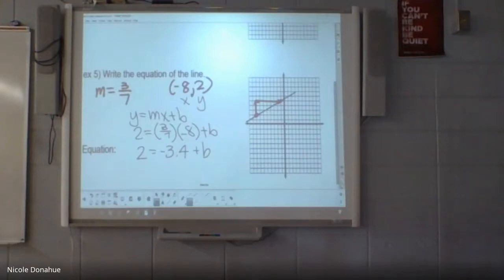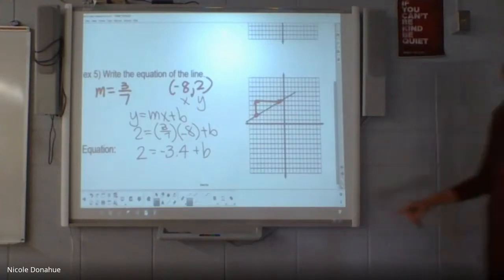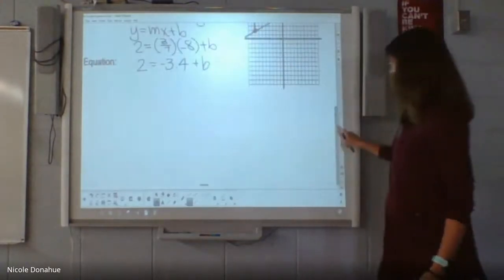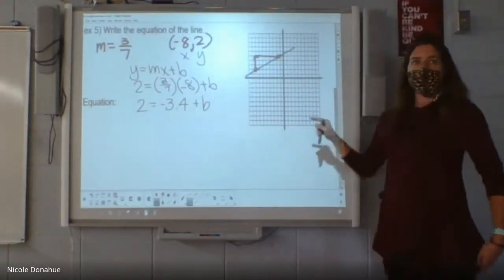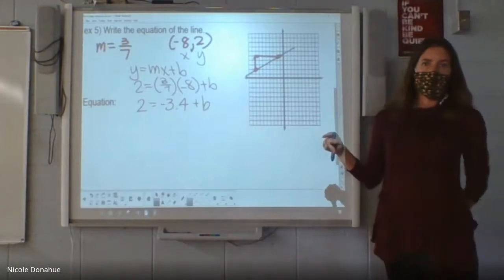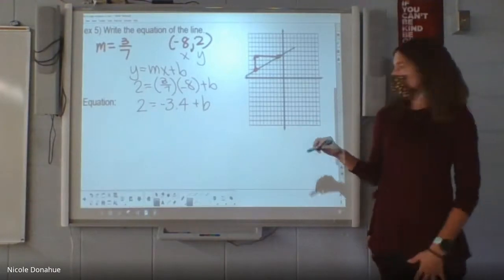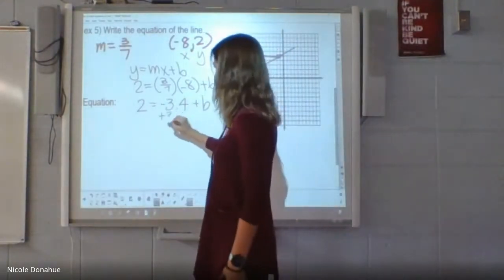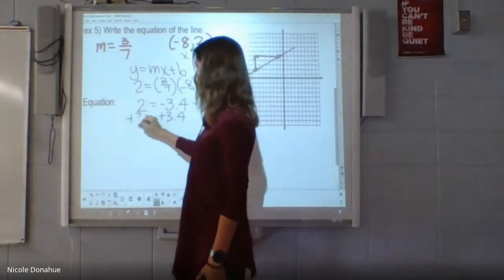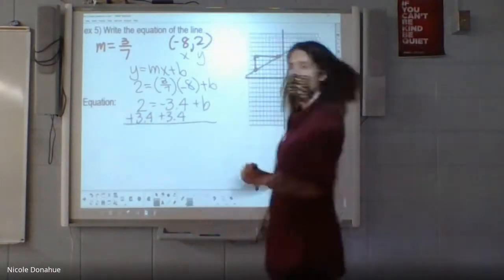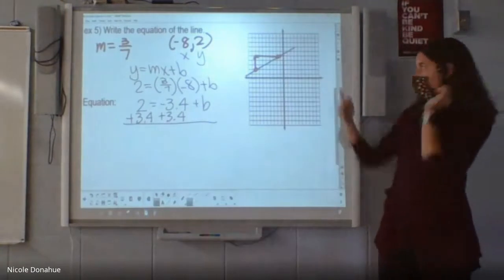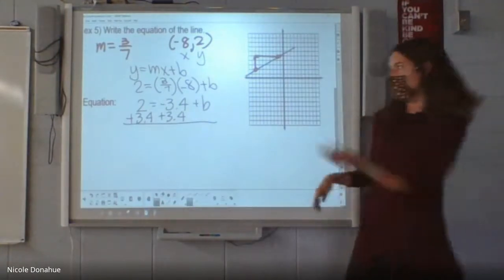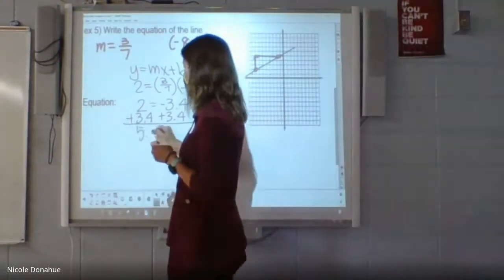And then to figure out our b, we'd have to do what? How do we get b alone? We have to add 3.4. And again, I kind of had an idea of what I thought the b was going to be anyhow. It's 5 point something. 2 and 3.4 is 5.4.